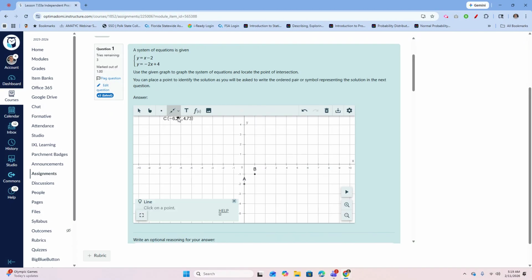Oops, I didn't click on the line. Let me do that again. There. So click on A, click on B. There is the line of the first equation.